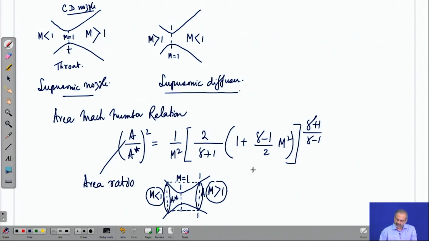You can write down this relation by changing the dependent and independent variables like this too. So, in that case you can figure out that this is how the solution comes out, that for a particular area ratio there are two values of Mach number which will be obtained.